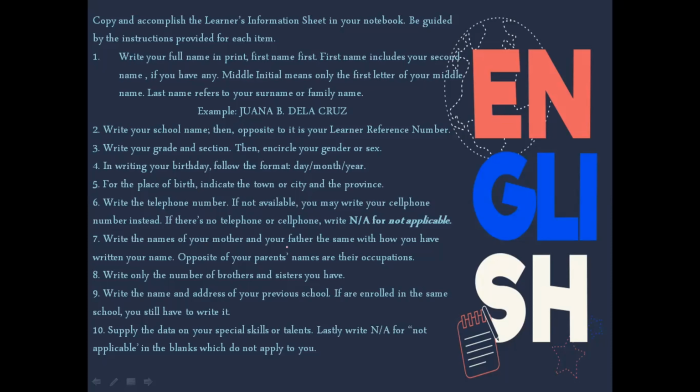And opposite of your parents' name are their occupations. Number 8, write only the number of brothers and sisters you have. Number 9, write the name and address of your previous school. If you are enrolled in the same school, you still have to write it. Number 10, supply the data on your special skills or talent. Lastly, write NA for not applicable in the blanks which do not apply to you.